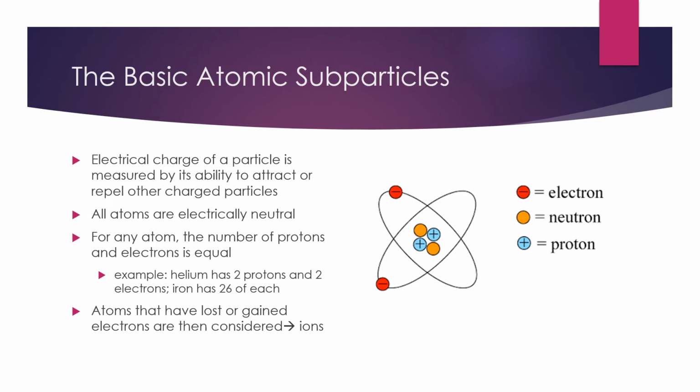So atoms that have lost or gained electrons are then considered ions. So you can say here on the right, in the nucleus in the center, you have 2 neutrons and 2 protons, and then going around the periphery, you have your electrons.